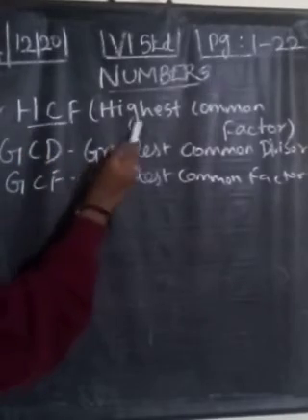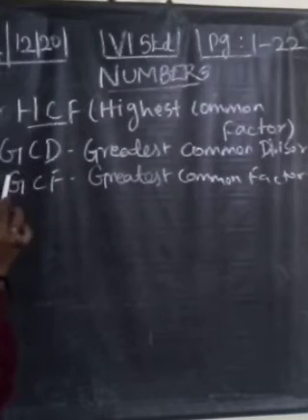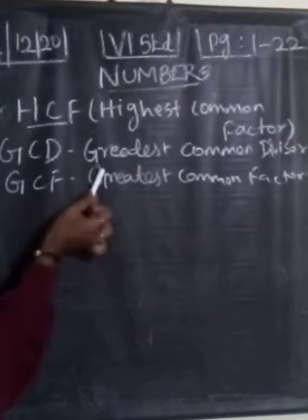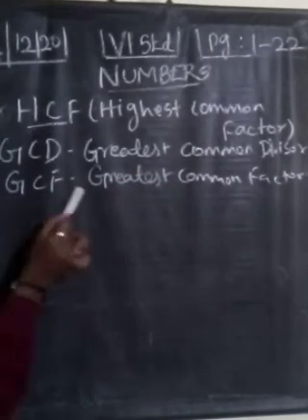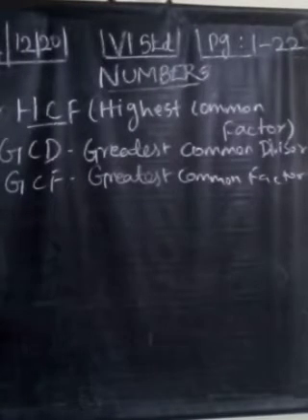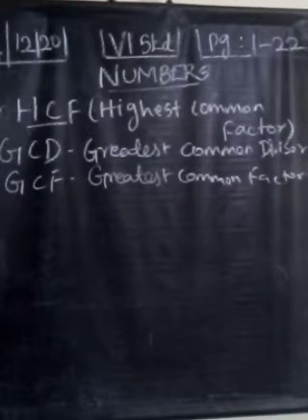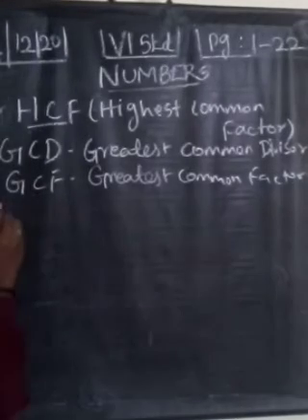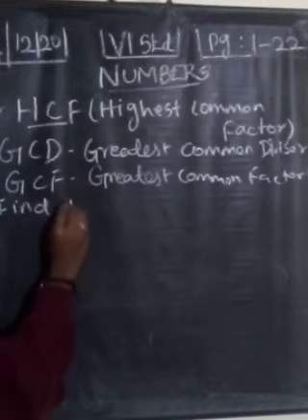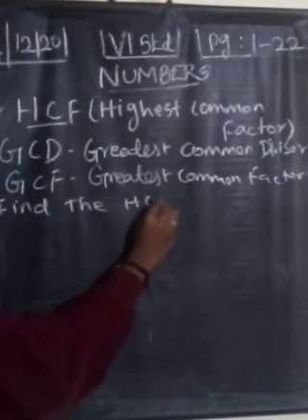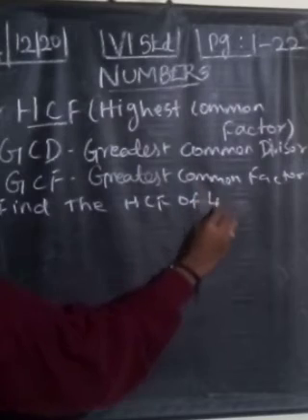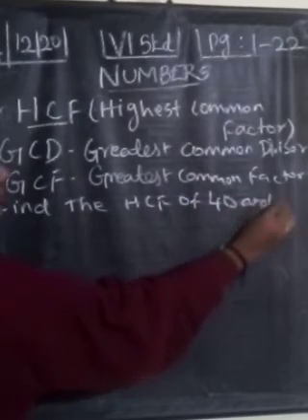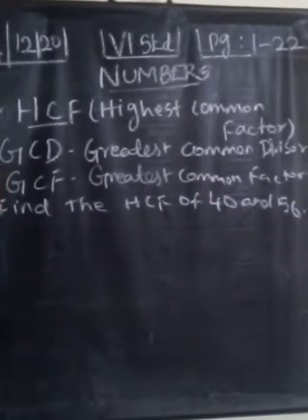HCF stands for highest common factor. It is also known as GCD, greatest common divisor, or GCF, greatest common factor. Okay, let us take one example. Find the HCF of 40 and 56.